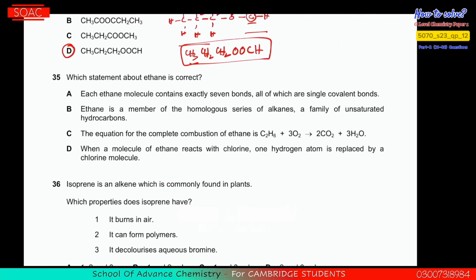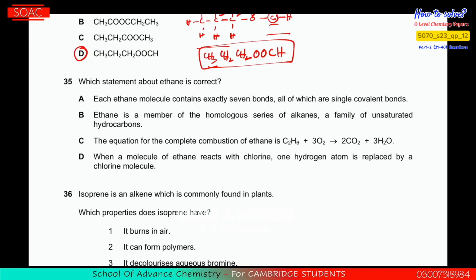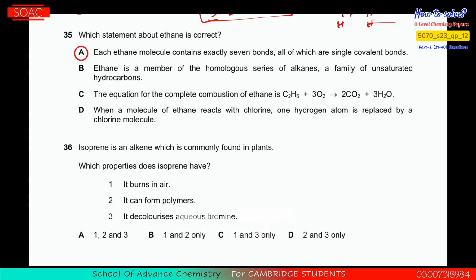Question number 35, a statement about ethane is correct. Each ethane molecule contains exactly 7 bonds, all of which are single covalent bond. Here is the structure of ethane. One, two, three, four, five, six, seven. Yes, it is true. 7 bonds are there and all are single bond. So A is the correct option and there is no need to check the further option. It is confirmed that A is the correct option.